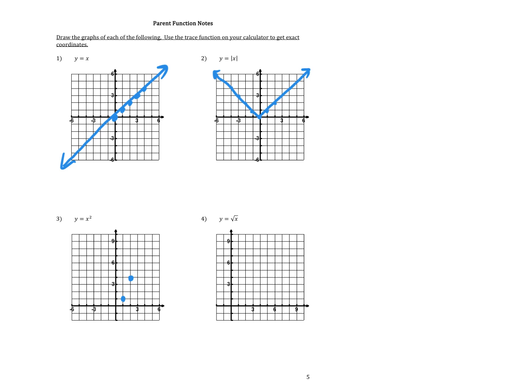And -3, 9. So we did trace 0 tells you that we got the point 0, 0. And then you can just hit -1, enter. Tells me I got the point -1, 1. -2, enter. -2, 4. So it just gives you these points so we can graph a nice, accurate graph.